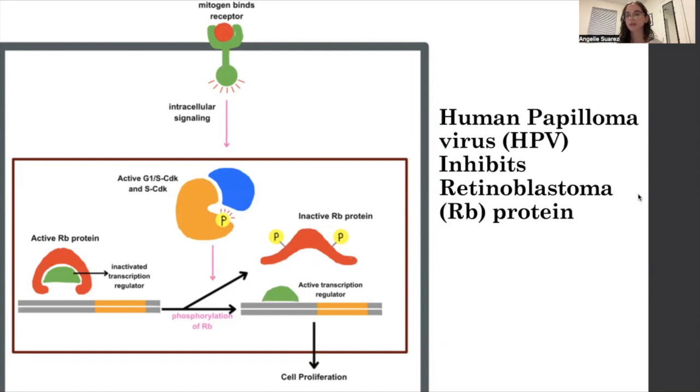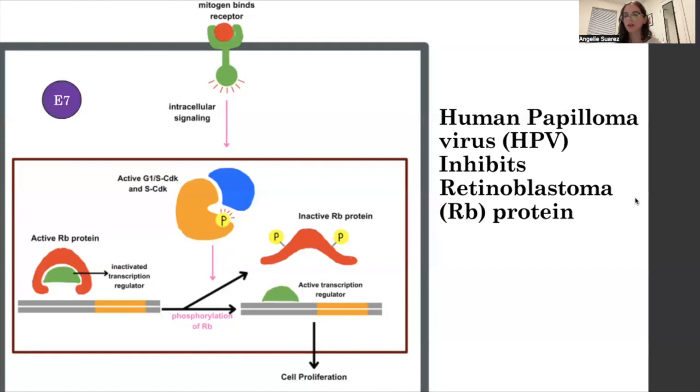Usually, retinoblastoma is inactivated by cyclin-dependent kinases during the G1/S phase and S phase restriction checkpoints. These CDKs respond to mitogen signals and phosphorylate retinoblastoma. Once phosphorylated, it will be inactivated, allowing transcription regulators to become active. Now these cells can continue on through the cell cycle.